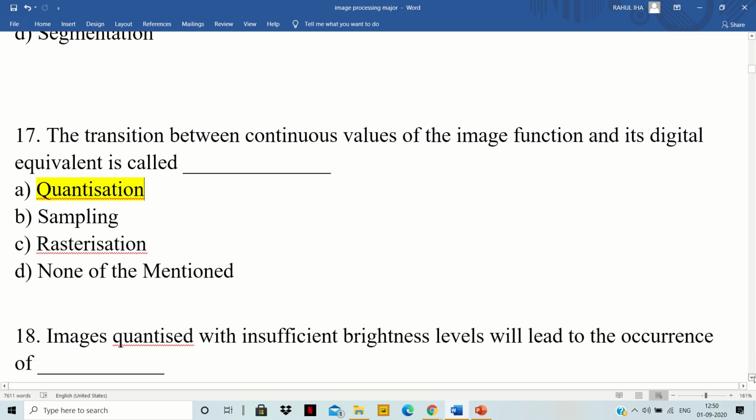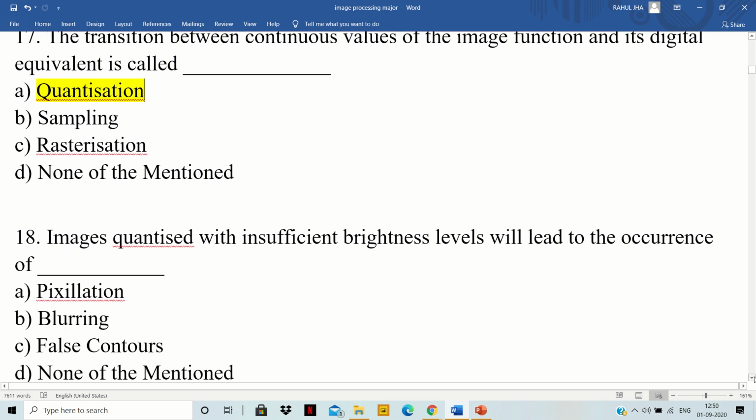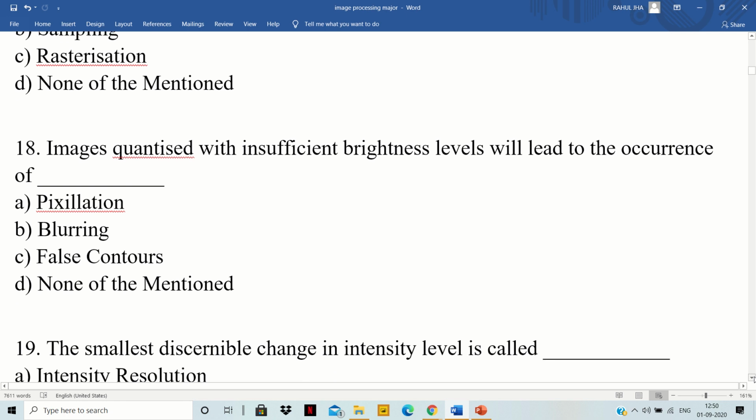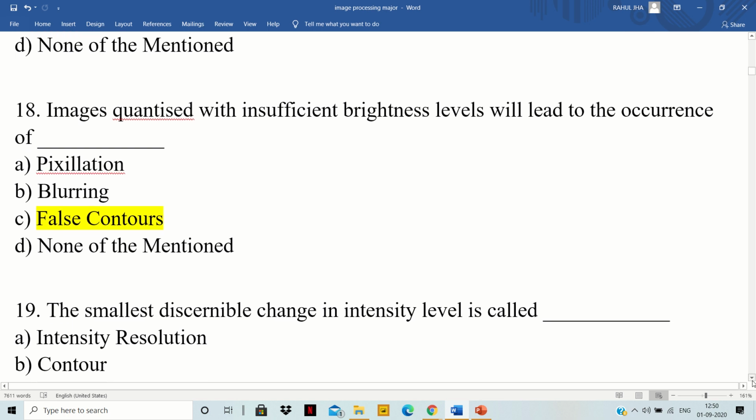Next question. Images quantized with insufficient brightness levels will lead to the occurrence of? Pixelation, blurring, C. False contours. So the right answer will be false contours. Contours are basically curves. They are going to give us false contours if there are insufficient brightness levels.